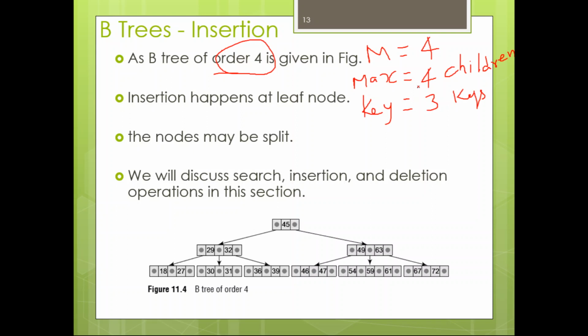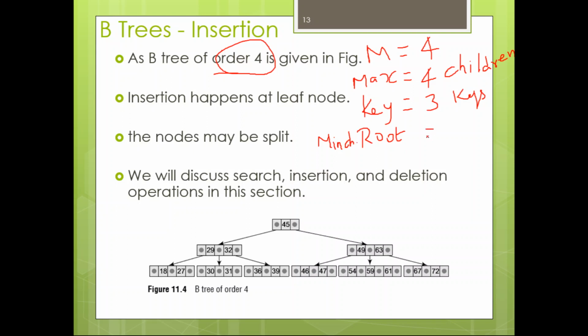And what is the minimum number of children that is allowed in the root node? That is fixed always. The minimum number of children in the root node is, I'll call it, minimum child.